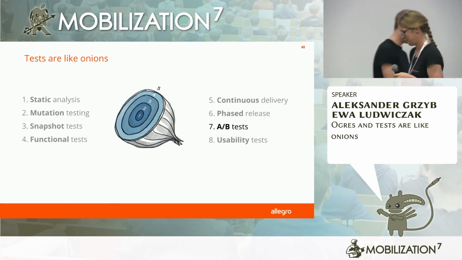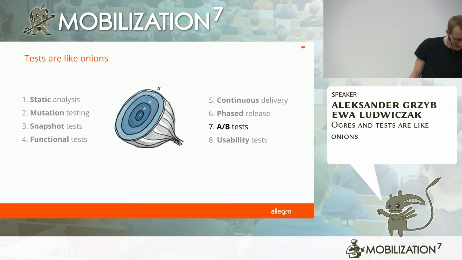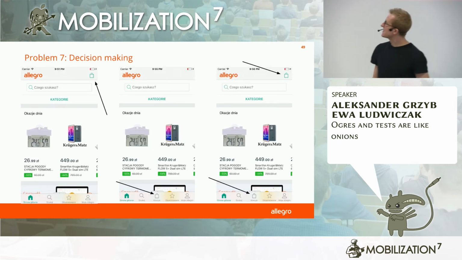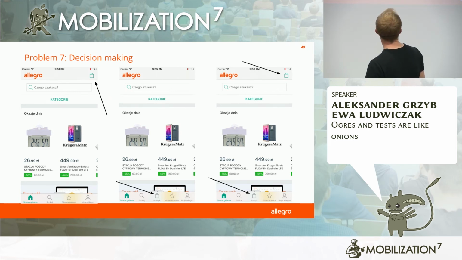Okay, so let's move to another layer. Another layer of our onion. On this slide, you can see 3 screenshots from our app. They look pretty much the same, but there is one big difference, the placement of the cart icon. And when the user taps the cart icon, we show the user the list of items that the user can buy, or part of the items that the user can buy.